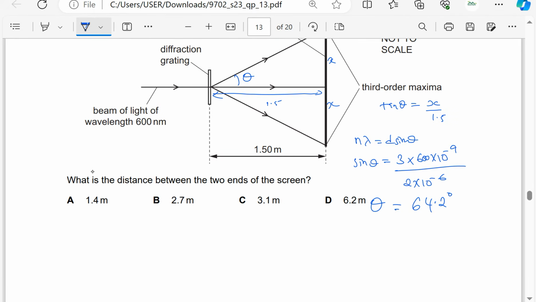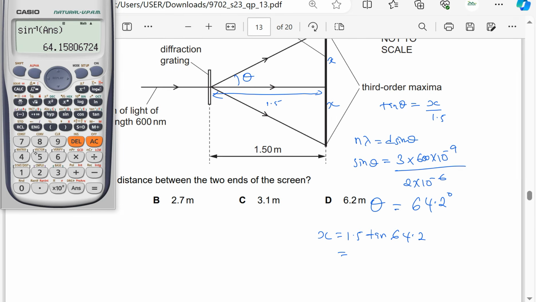So tan theta is equal to x over 1.5. So x is equal to 1.5 tan of 64.2 degrees. So x is going to be 1.5 tan of the answer.